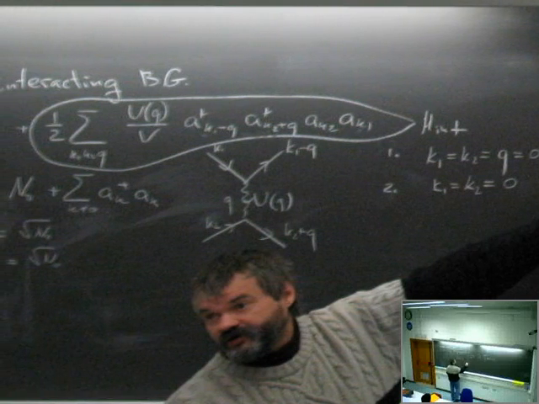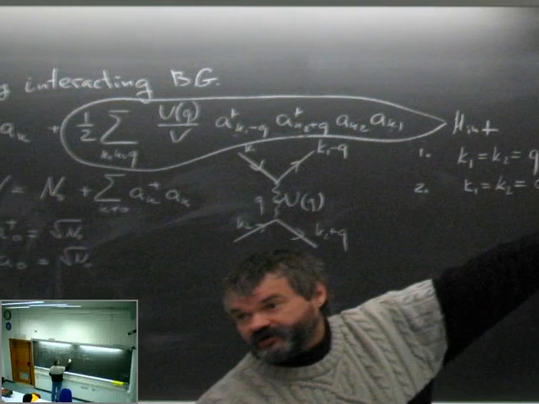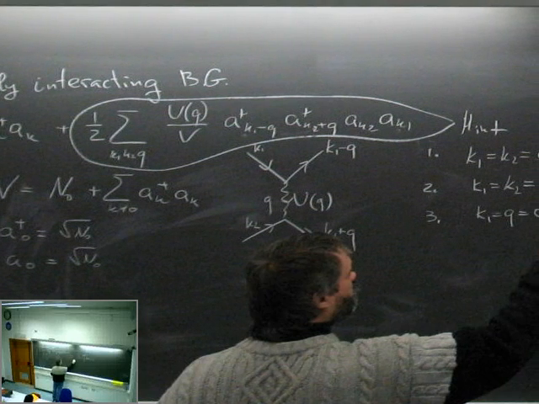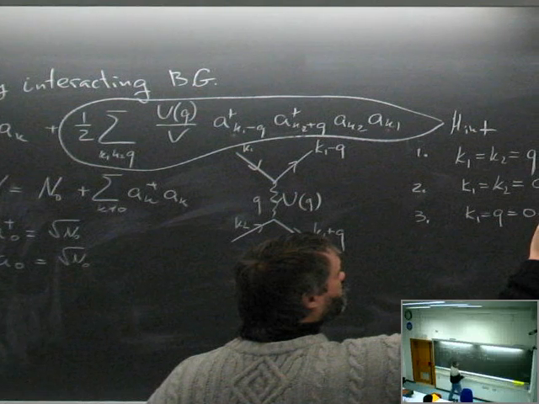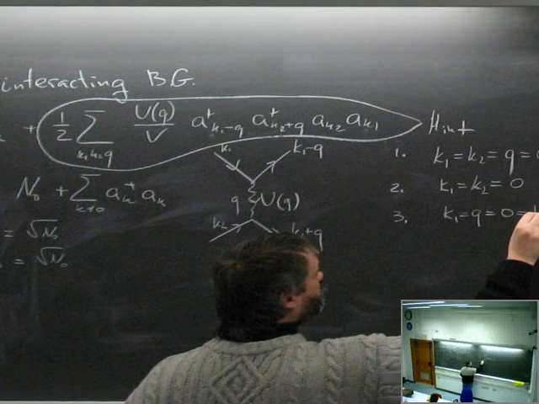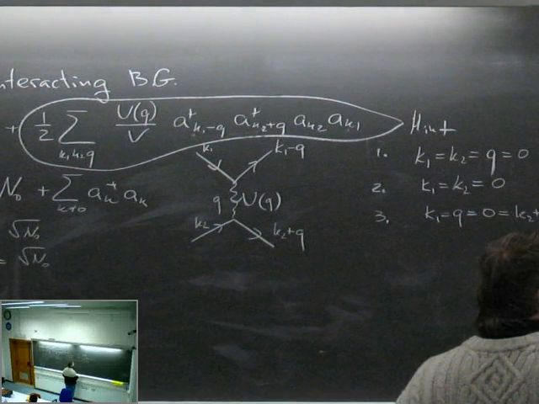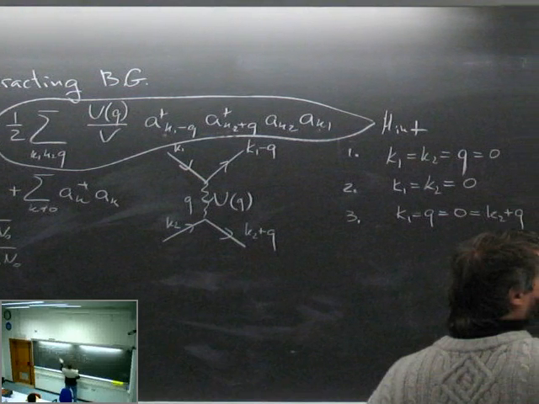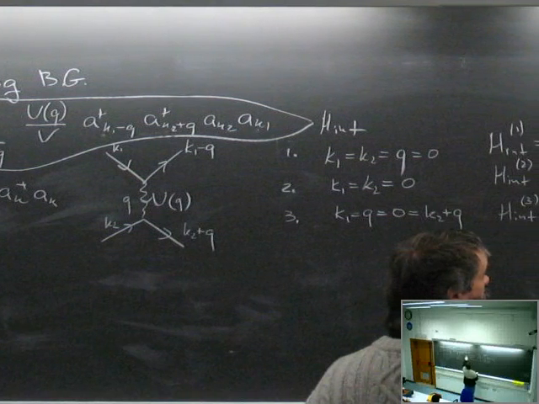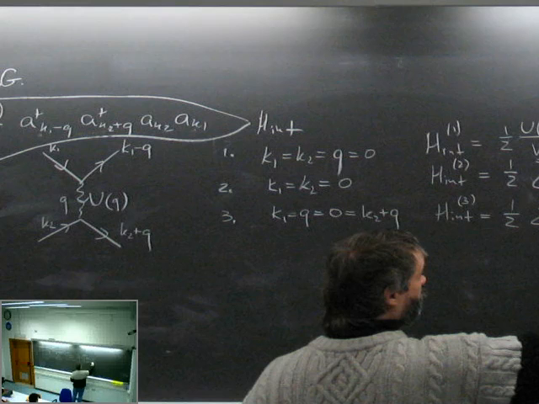Then, of course, I can have the situation when K1 minus Q is equal to 0 and K2 plus Q is equal to 0. Then H interaction 3 is equal to 1/2 sum over Q, U_Q over V, again a_0 squared, and since these two momenta are equal to 0, K2 is equal to minus Q, K1 is equal to Q, I have a_{-Q} a_Q.